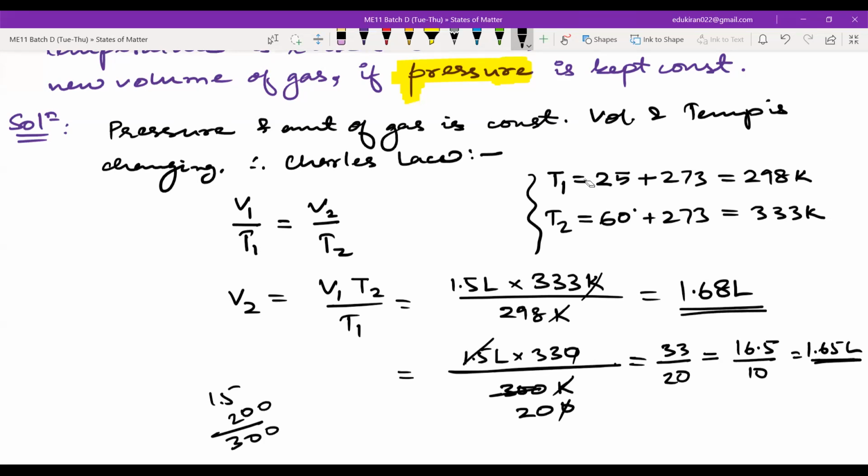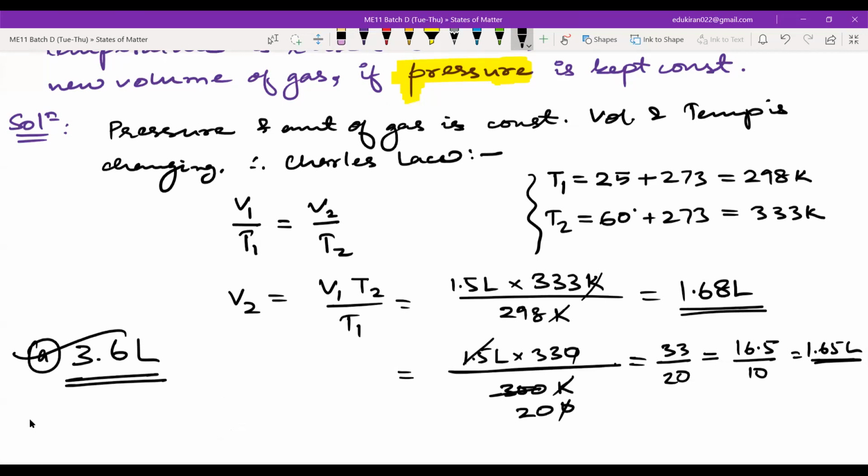So this is quite nearby. Okay, so you can do some tinkering and tweaking here and there. And in the MCQs, the first option will always be 3.6 liters. They want you to do this question in degrees Celsius. Okay, if you do it in degree Celsius, you will get, oh my god, 3.6. So this is wrong. Wrong with red pen.